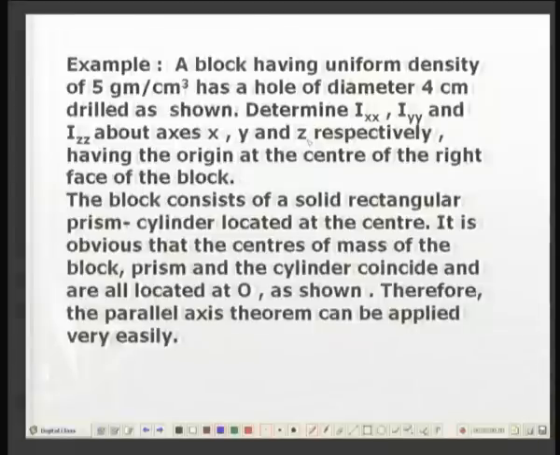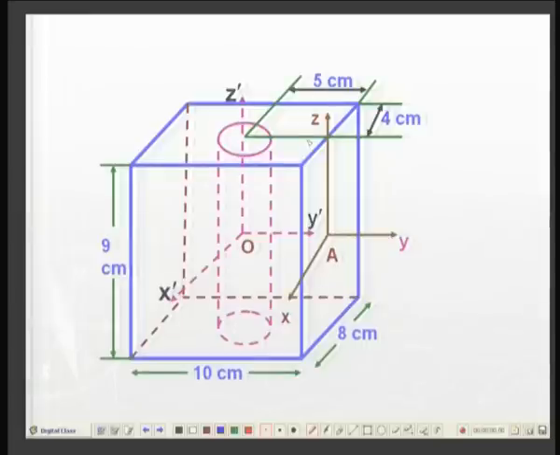Now, let us try to apply this parallel axis theorem with the help of a simple problem. Let me show the diagram and then I will come back to the problem. Here is a rectangular block. The outside dimensions are 10 centimeter, 8 centimeter and height is 9 centimeter.